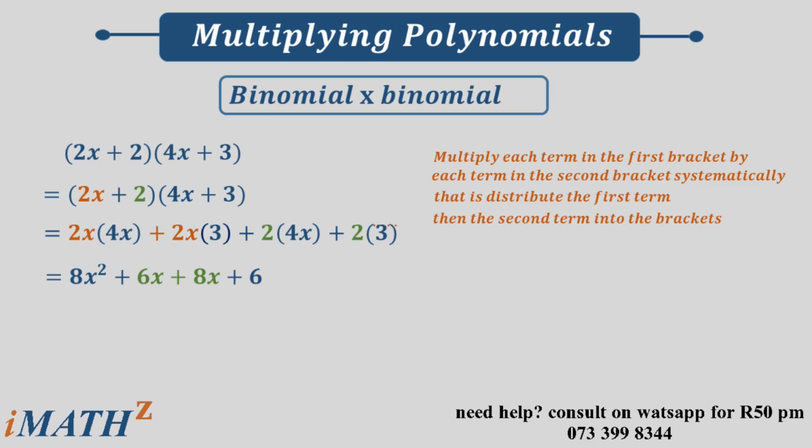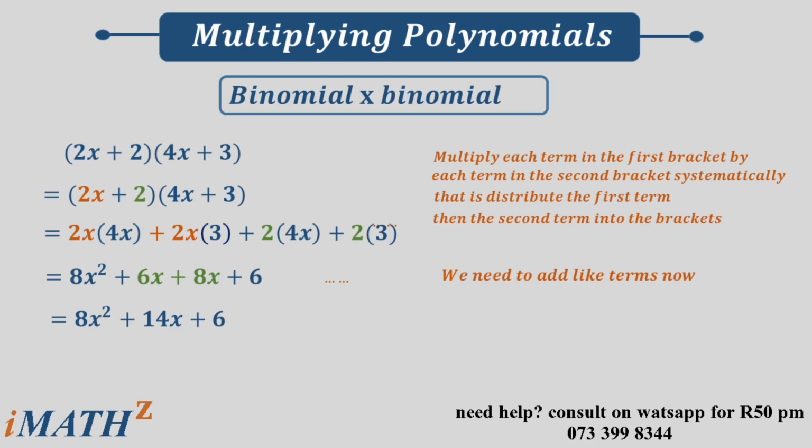Now we have to recognize that this is simply a polynomial, and we can simply use what we've learned in the video about adding polynomials. So we can start by looking for like terms and adding them up. 6x and 8x are clearly like terms, and when we add them we get 14x. Since there are no other like terms to take into consideration, the polynomial simplifies to 8x squared plus 14x plus 6.